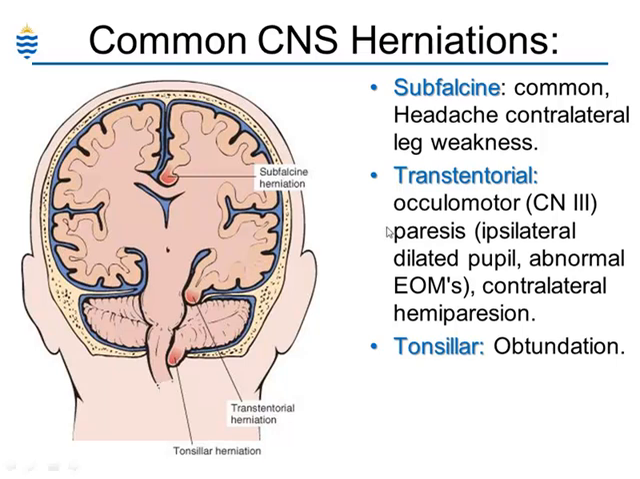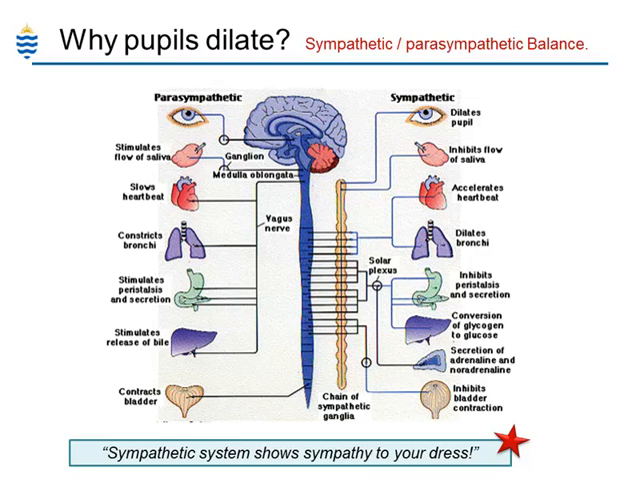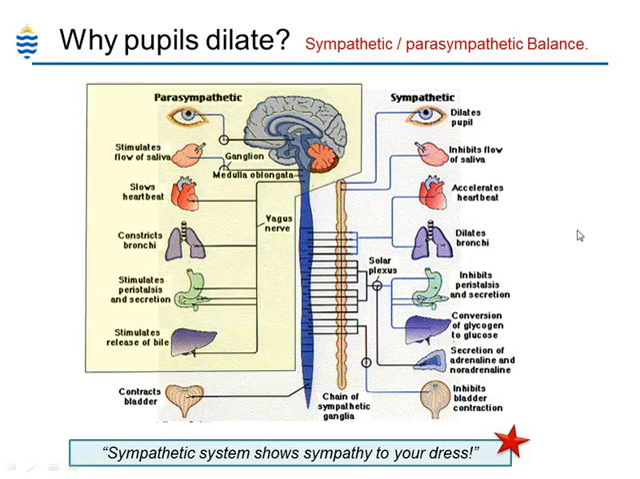Herniations, increased intracranial pressure: subfalcine, transtentorial, tonsillar, and what are all the clinical features, that is more important. Why pupils dilate in increased intracranial tension, a lot of basic things, so you know better than me.